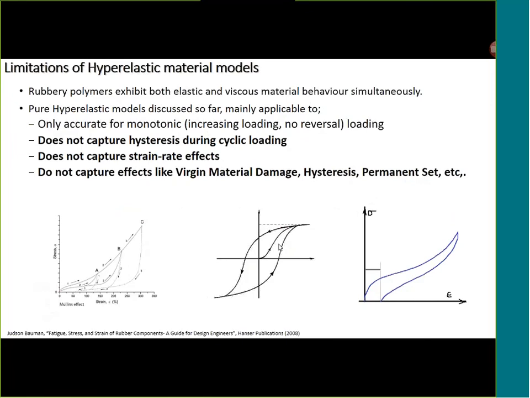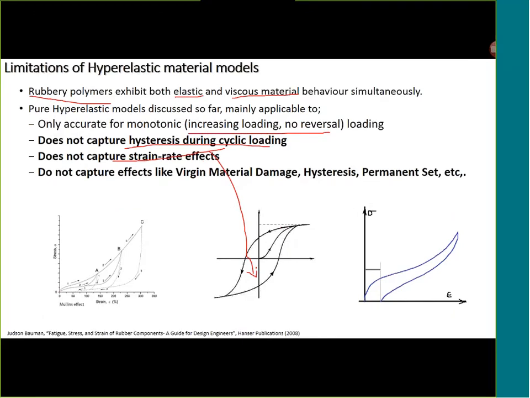So far we have seen various hyperelastic material models, but in reality the actual rubbery materials or elastomers exhibit both elastic and viscous material behavior. The hyperelastic material models we have discussed so far capture only the elastic part, which is really suitable only for monotonic loading. It will not capture what happens when you unload it. It does not capture the hysteresis during unloading, which is quite normal in any rubber, and it also does not capture the strain rate effects.